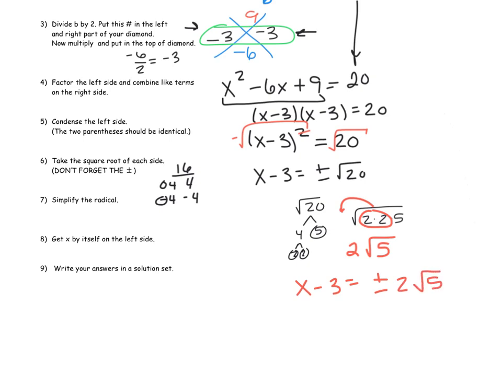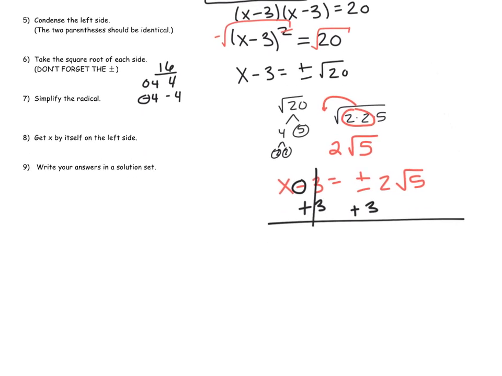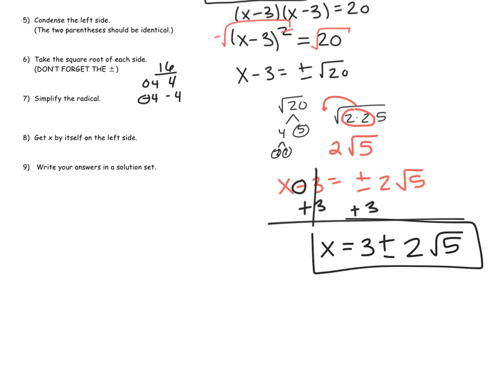Now step 8, get the x by itself on the left-hand side. So the only way to get rid of a minus is to add. So I add 3. So my 3's cancel, and I get x equals 3 plus or minus 2 radical 5. That is your final answer. That is the completing the square method.